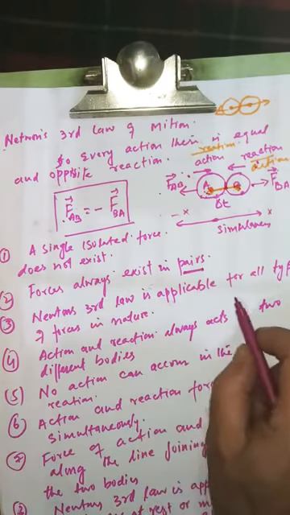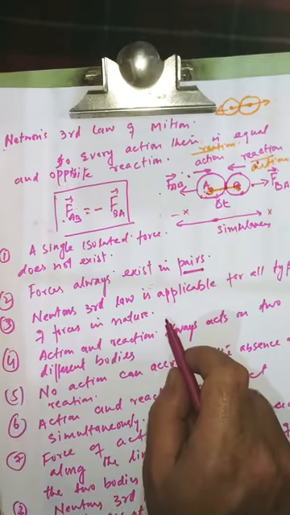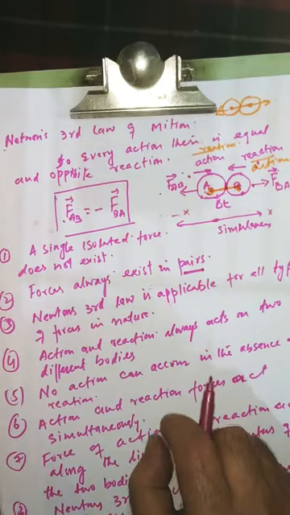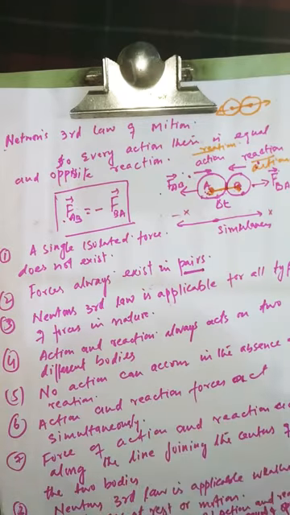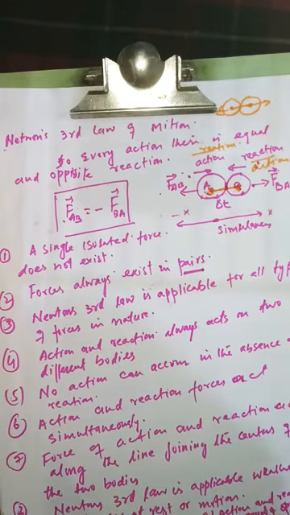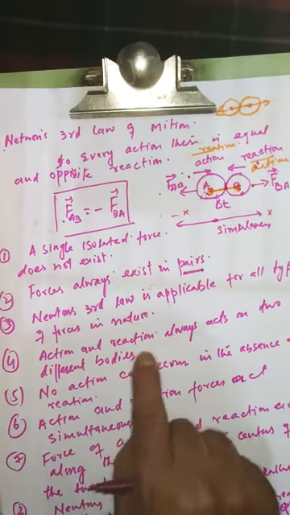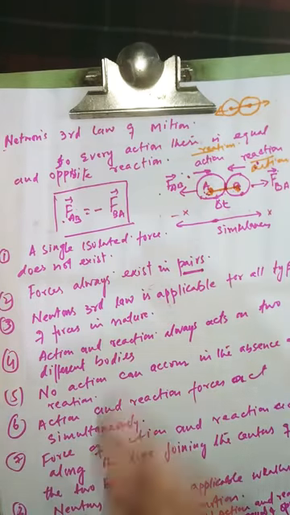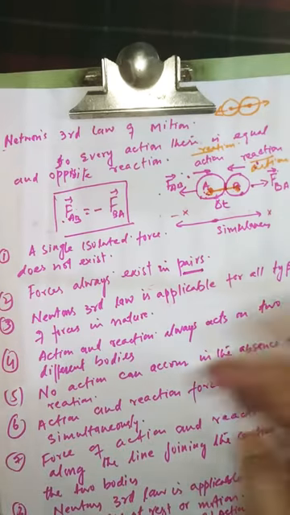Newton's third law is applicable to all types of forces. Jo bhi forces hai, electromagnetic hai, electrostatic hai, gravitational hai, har ek pe Newton's third law apply karta hai. When you study gravitation, you will have to prove there, show that Newton's law of gravitation obeys the third law of motion. Action and reaction always act on two different bodies. Action or reaction, do bodies zaruri honi chahiye.